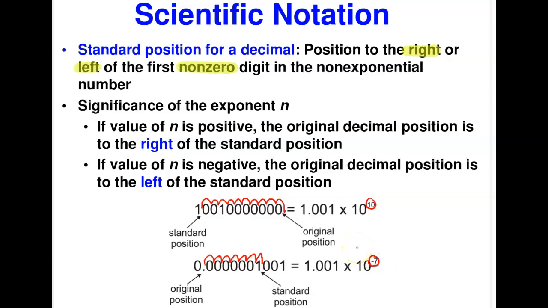So again, the significance of the exponent n is that when the value is positive, the original decimal position is to the right of the standard position. So if you look at it, this is the standard position. This is the standard position now. So the decimal will be to the right. So you're going to move it backward. In this one, you're going to move it to the right. So that is exactly the meaning of that.